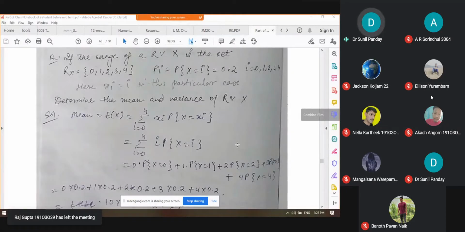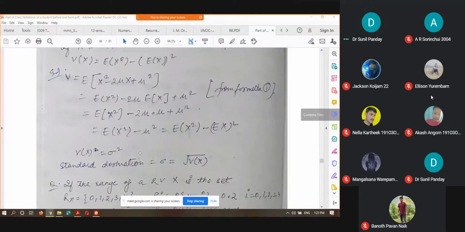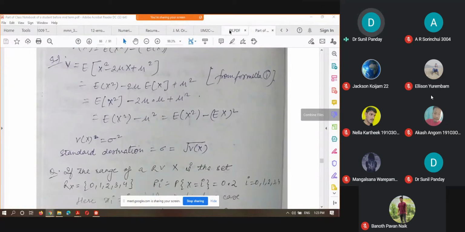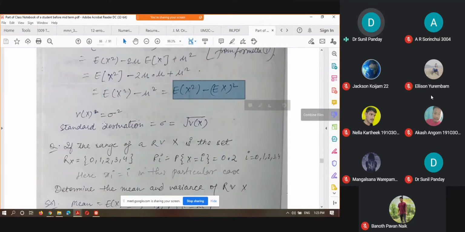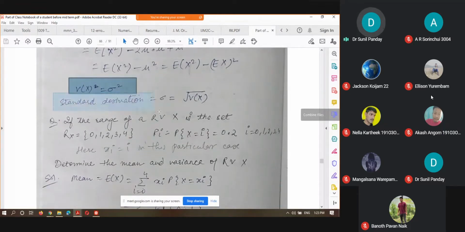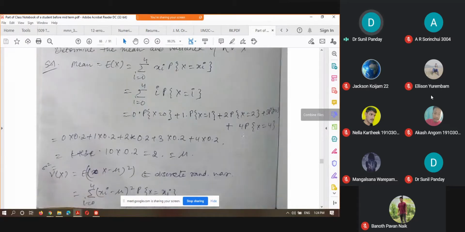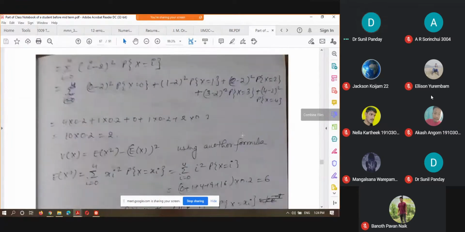I think this PDF is also visible to everyone, and we have already discussed this result also. Expectation of x square minus expectation of x whole square is the variance of x, and variance of x is denoted by sigma square, and sigma is known as the standard deviation. It is the square root of variance of x, and this we have also discussed.